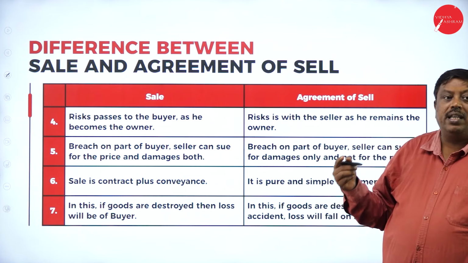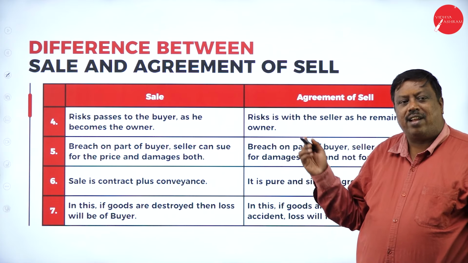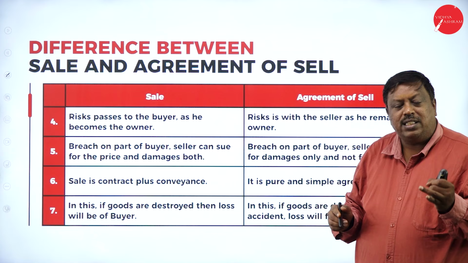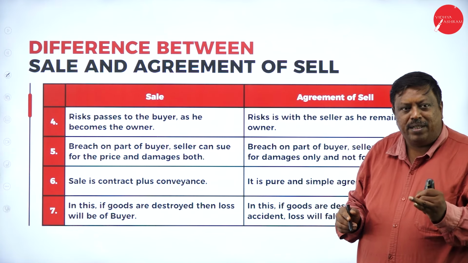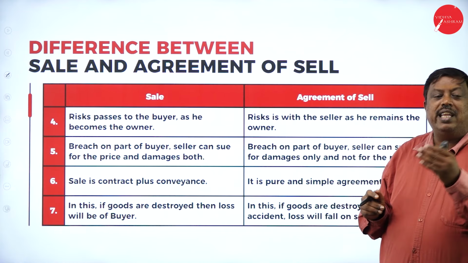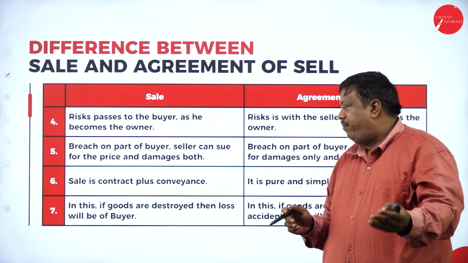Breach on part of buyer: seller can sue for the price and damages both. In case the buyer fails to make the payment, the seller has the right to claim the damages and the price he is owed, and he cannot take back the goods that he has given to the buyer.